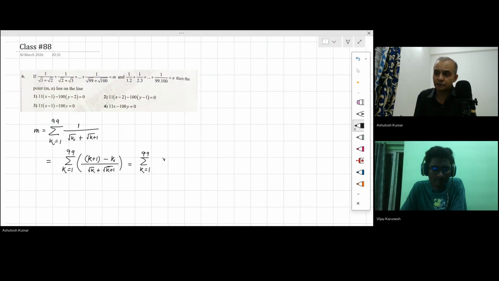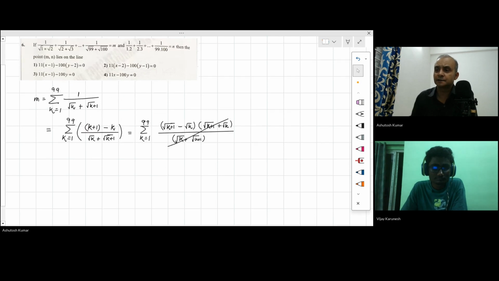This can be written as root of k plus 1 minus root of k, into root k plus root k plus 1. This is actually easy. I don't know why you can't do it. It's root k plus root k plus 1. And now these two will get cancelled. So we have clear cut telescopic. K goes from 1 to 99, and this is root of k plus 1 minus root of k.